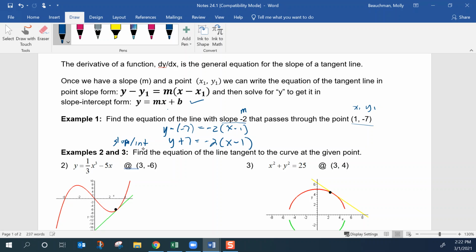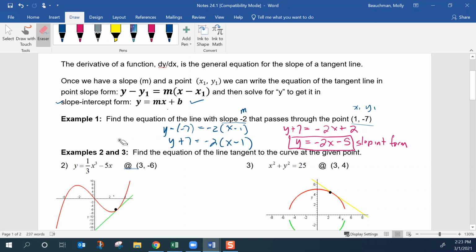If you want to arrange it into slope-intercept form, solve for y. We get y plus 7 is equal to, distribute the -2, -2x plus 2, subtract 7 from both sides. y is equal to -2x, let's see, 2 minus 7 is -5. So this is slope-intercept form, and the one in blue is called point-slope form. Just depends on which one you're looking for.